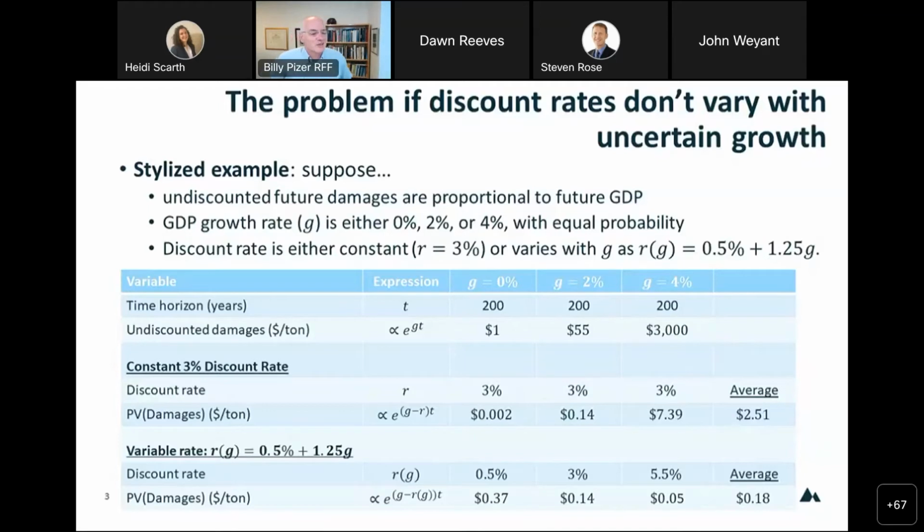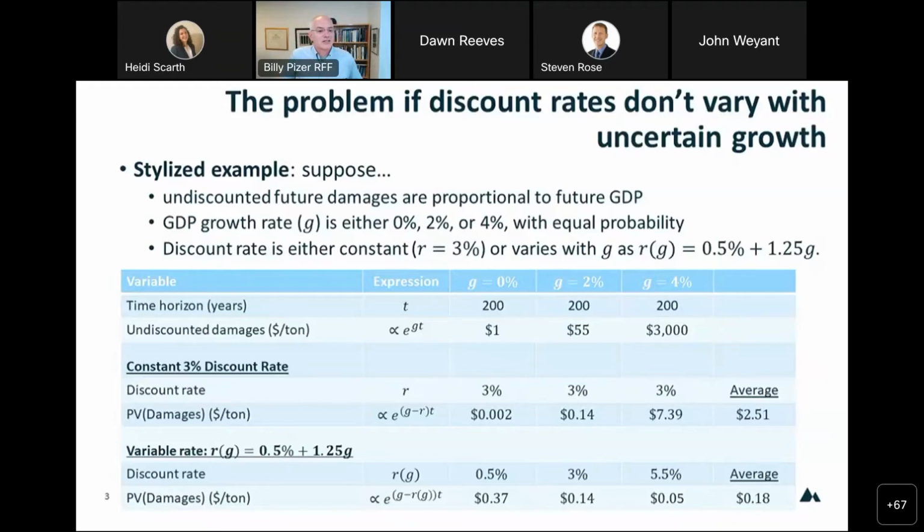You'll see that, imagine for a second with no growth over the next 200 years, we're talking about damages of $1. And then we think about what happens when there's growth of 2%. So the economy is 55 times larger, and that $1 damage, if it was proportionate to the size of the economy, would be $55. And then also think about a 4% growth scenario where now the economy is 3,000 times bigger, and that $1 damages proportional to the size of the economy is $3,000.